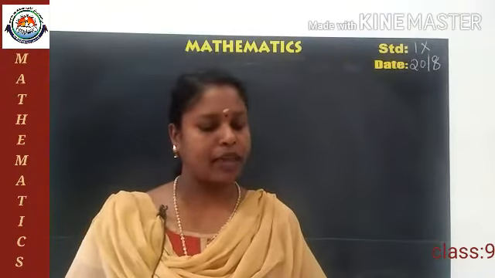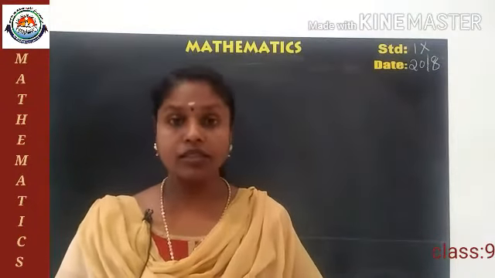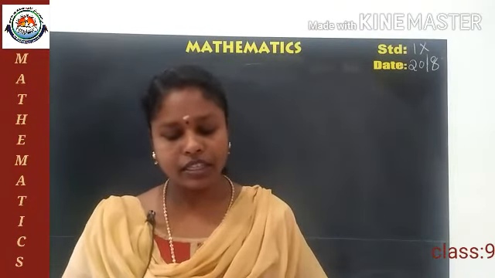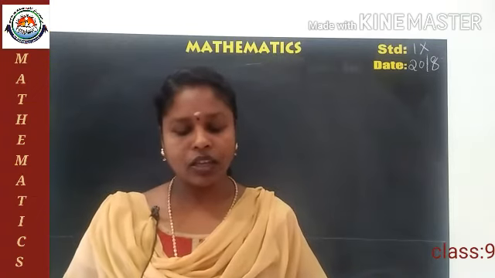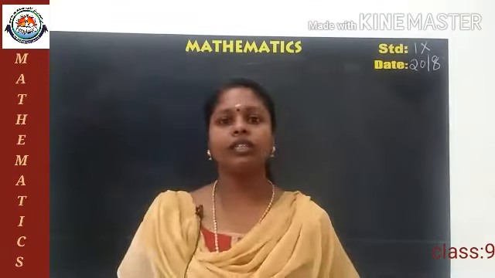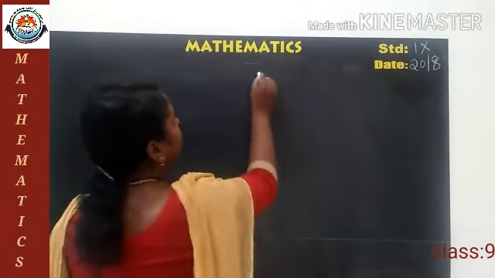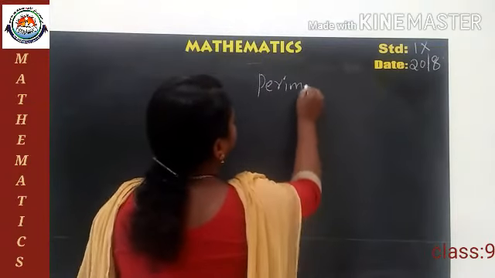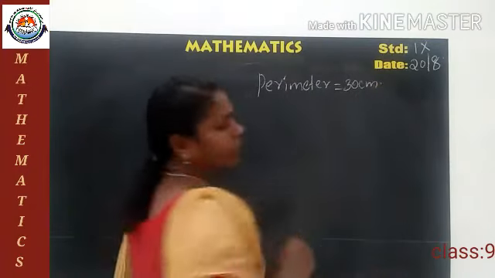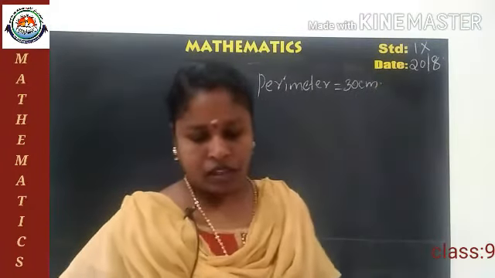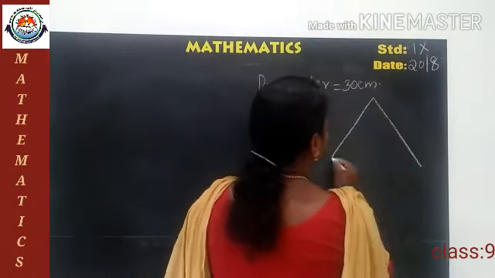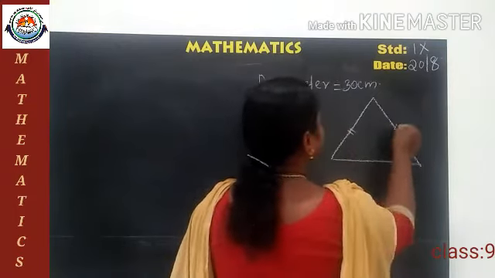That is from exercise 12.1, sixth question. An isosceles triangle has perimeter 30 centimeter and each of the equal sides is 12 centimeter. Find the area of the triangle. Here perimeter of the isosceles triangle is 30 centimeter and each of the equal sides. We know an isosceles triangle means two sides will be equal.